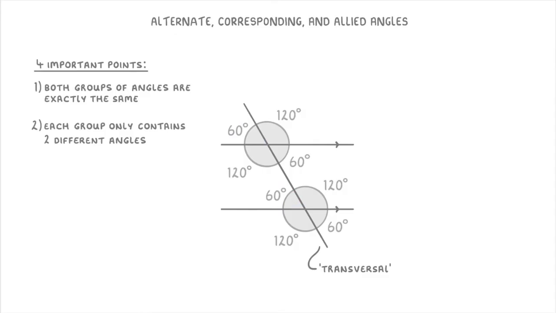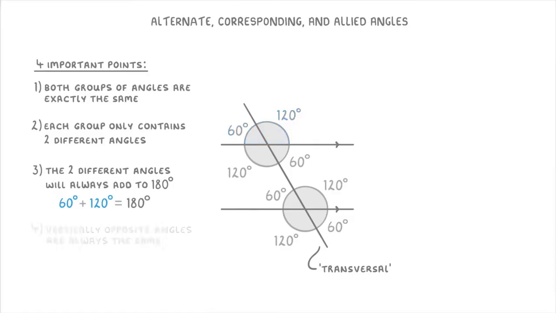The second point is that each group only contains two different angles. In this case, 60 degree angles and 120 degree angles. The third point is that the two different angles will always add up to 180 degrees. For example here, where our angles are 60 degrees and 120 degrees, these two add up to 180 degrees.